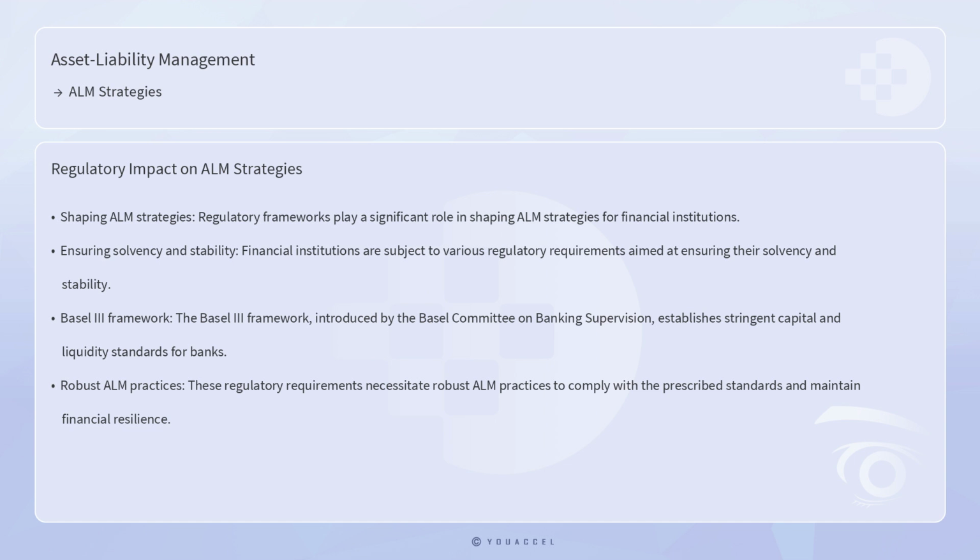Financial institutions are subject to various regulatory requirements aimed at ensuring their solvency and stability. For example, the Basel III framework, introduced by the Basel Committee on Banking Supervision, establishes stringent capital and liquidity standards for banks. Under Basel III, banks are required to maintain higher levels of capital to absorb losses and ensure adequate liquidity buffers to meet short-term obligations. These regulatory requirements necessitate robust ALM practices to comply with the prescribed standards and maintain financial resilience.